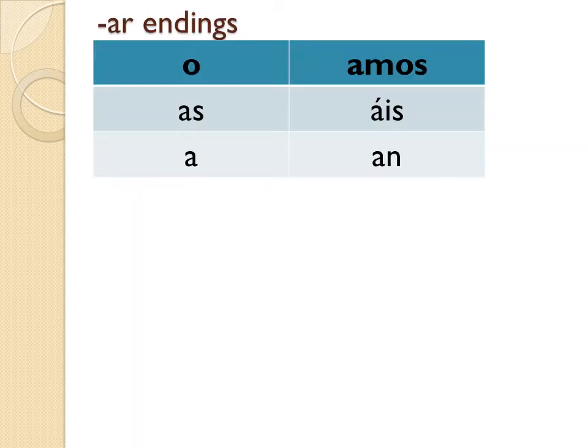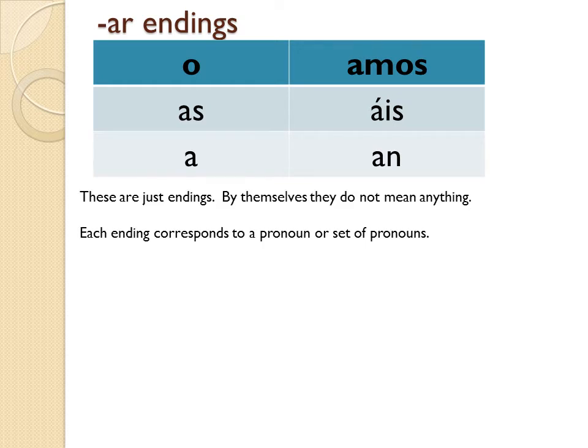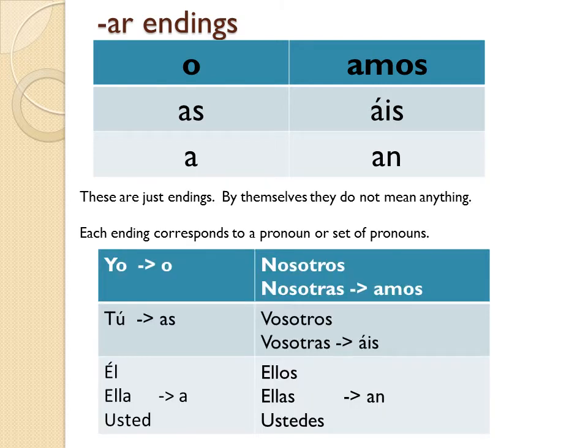Here are the endings: o, as, a, amos, áis, an. Keep in mind these are just endings. By themselves they do not mean anything. Each ending corresponds to a pronoun or a set of pronouns. Let's be specific about it.